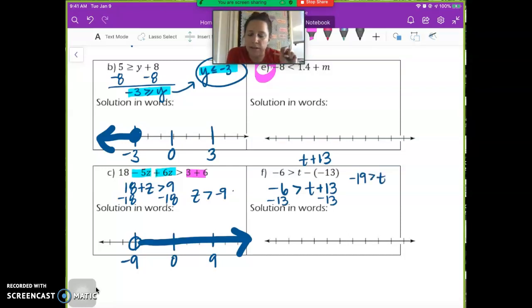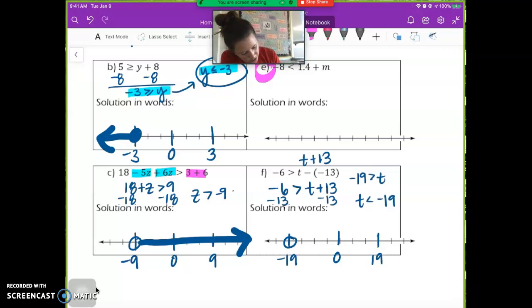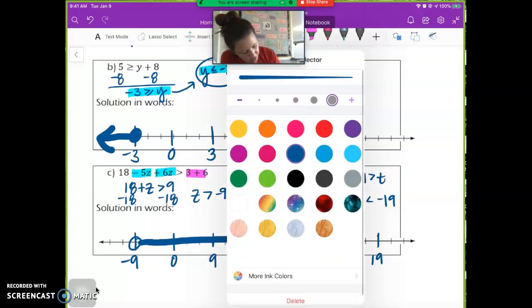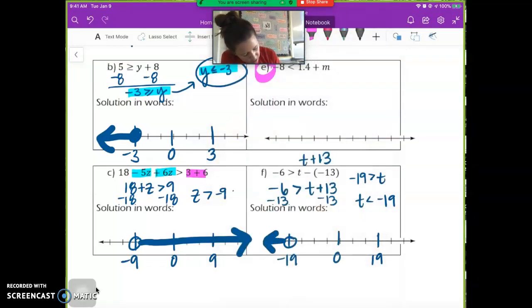Remember that order messes me up, so if you want to flip it around, not only do you have to flip the order, you also have to flip the sign. So negative 19 is greater than t is the same thing as saying t is less than negative 19. On the number line, 0, positive values, negative values. It is an open dot because it's less than. The values that are less than negative 19 are to the left.